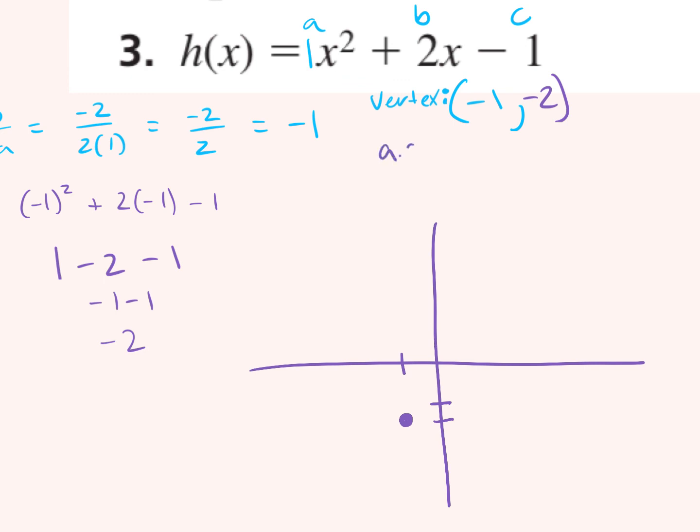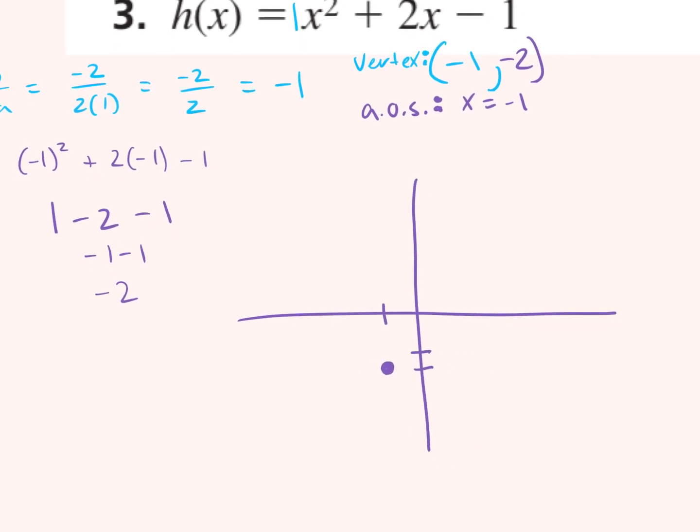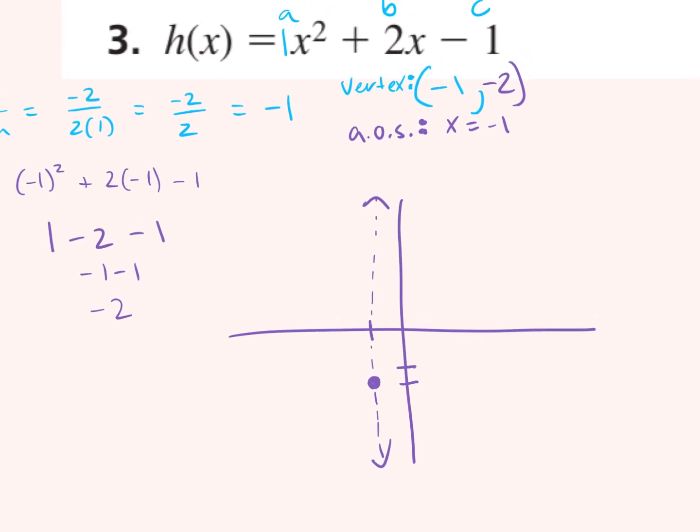What's my axis of symmetry? X is equal to negative 1. Don't forget the x is equal to. So we put a dotted line right through the vertex. And then what's my y-intercept? Negative 1. So my graph crosses the y-axis at negative 1. So I have a point right there at negative 1.